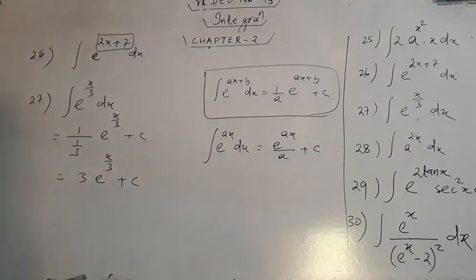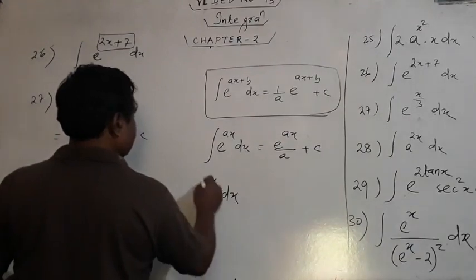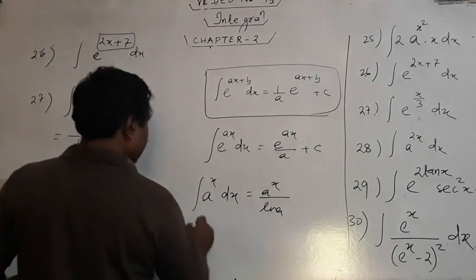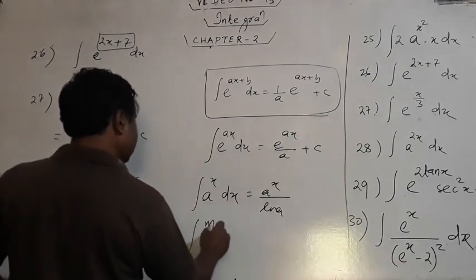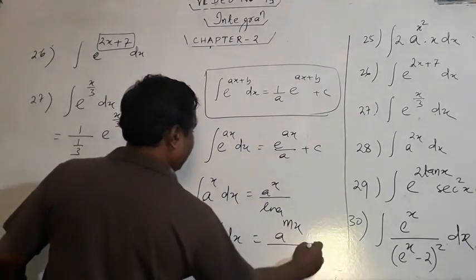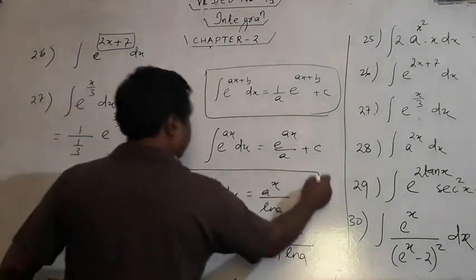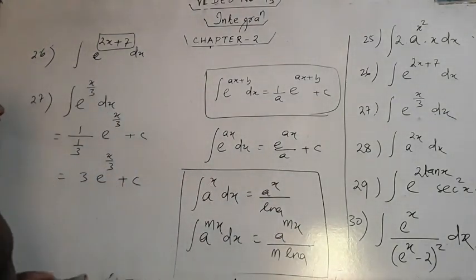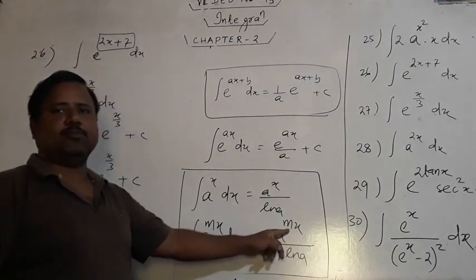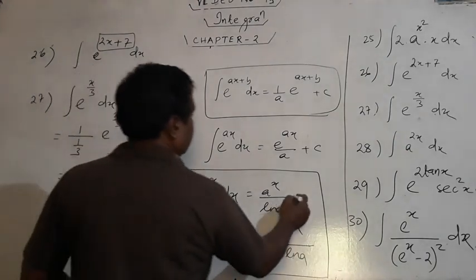Now look at number 28. We have a formula, integration of a to the power x is a to the power x by ln a. And if it is a to the power mx, the formula is a to the power mx by m ln a, which I have already taught you in my previous videos. Very easy formula. Take the derivative of this a to the power mx. Derivative is a to the power mx into m ln a. Now they cancel. Okay, you have to write c.